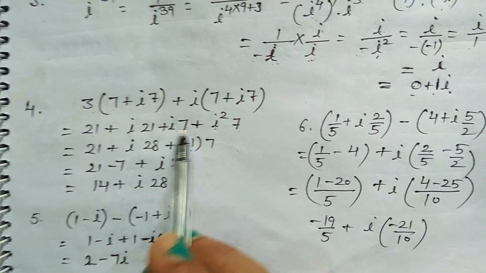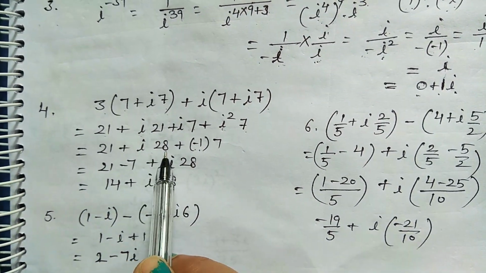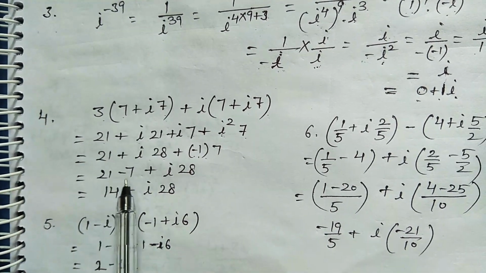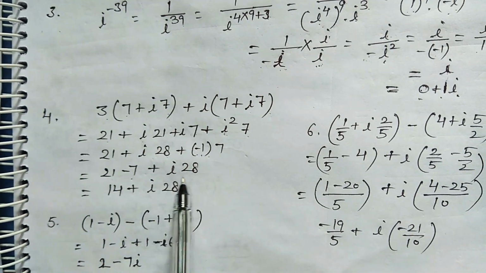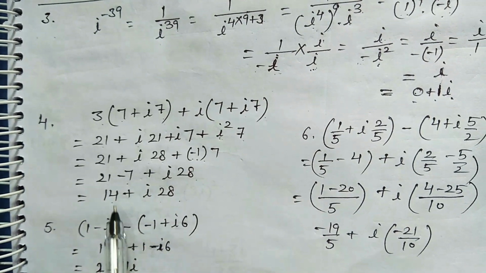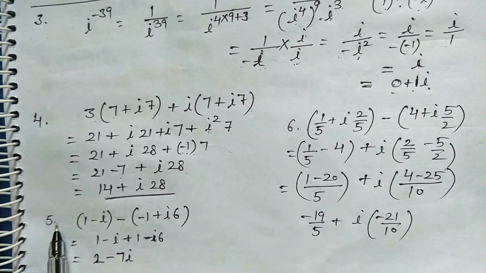And these are the same. These are like terms. So 21 iota plus 7 iota is 28 iota. So 21 minus 7, and iota 28. So we can write 14 plus iota 28. This is in the form of a plus iota b.